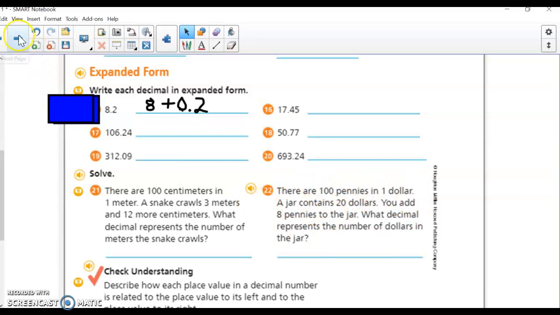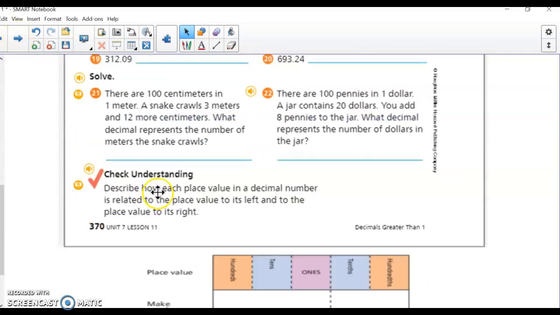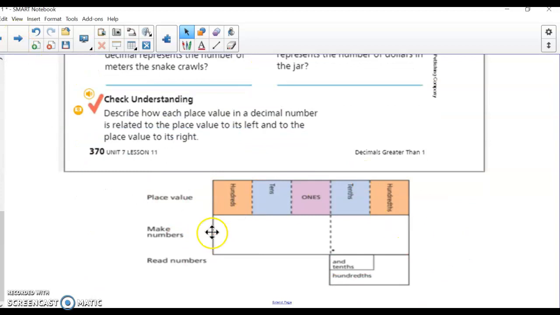Okay? Well, let's go ahead and pause the video here. And you can use this chart if you need to. This chart might help you remember where tenths and hundredths are. Pause it, and then we'll go through the next page.